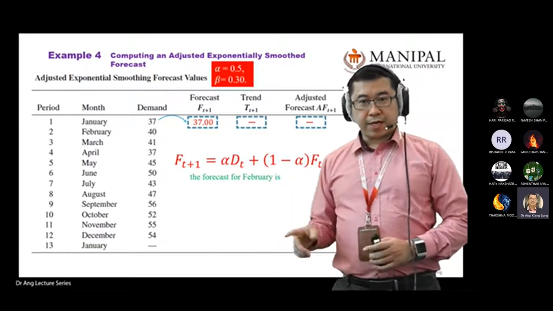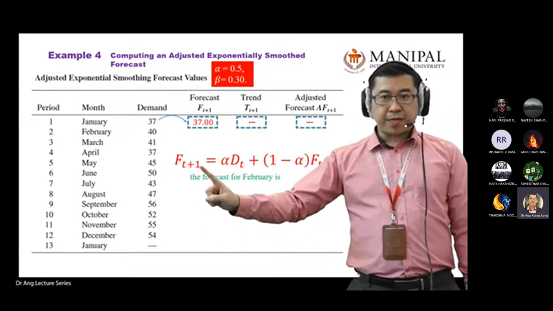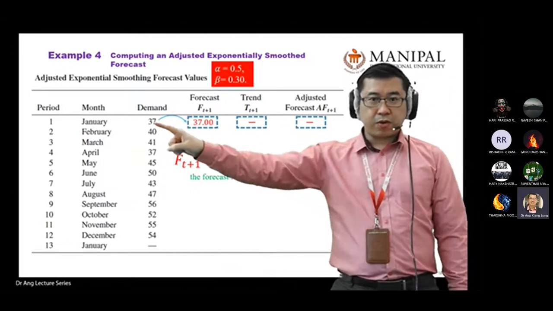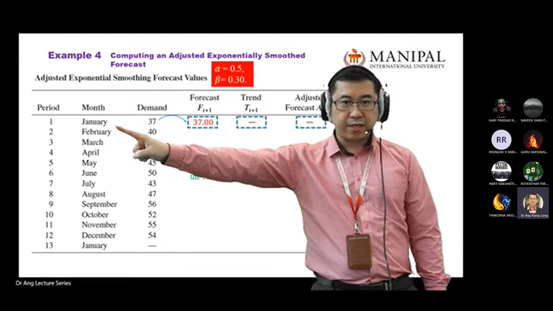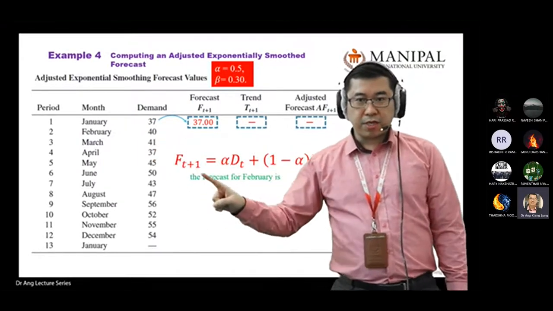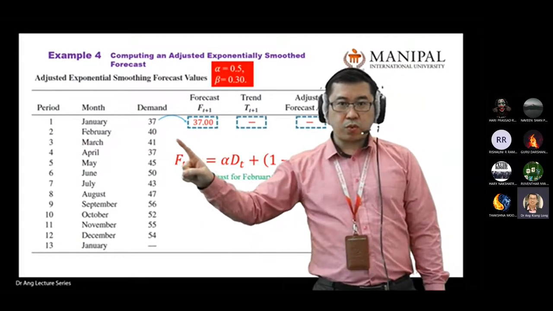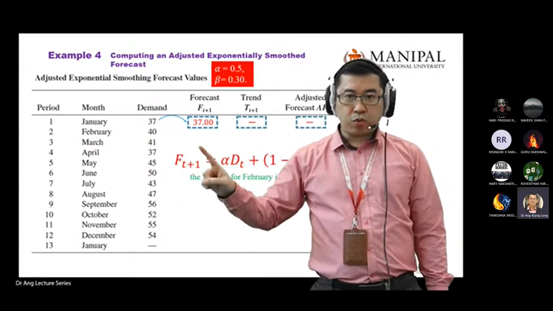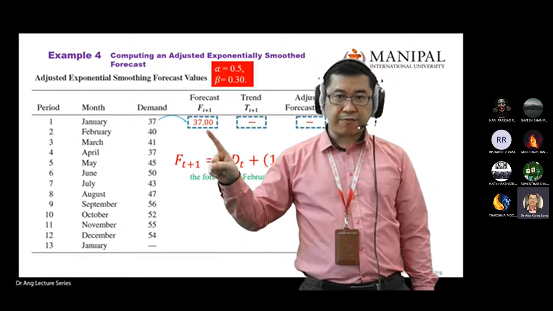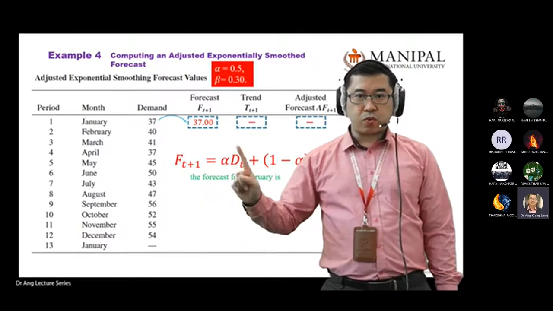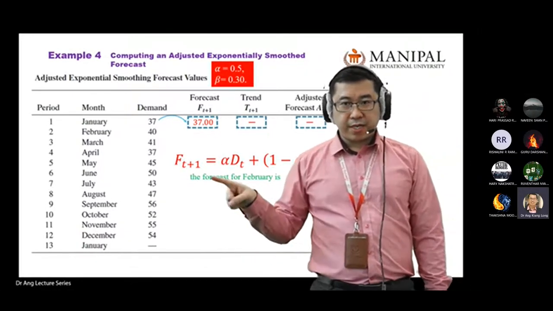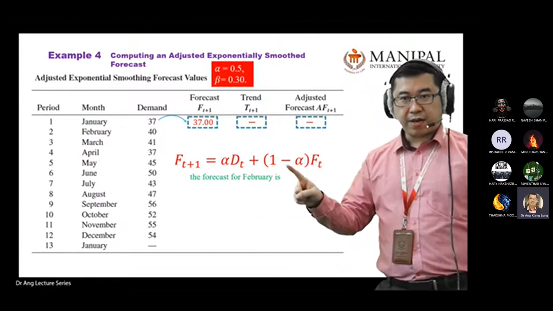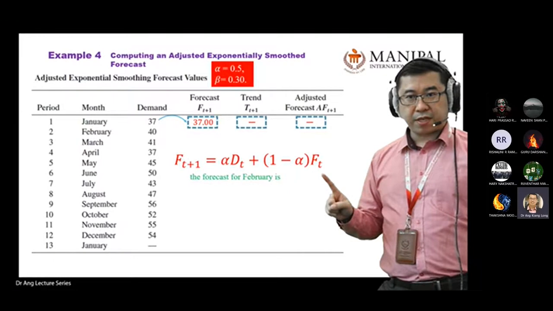This is the equation that I asked you to copy just now. F sub T plus 1 is the next month forecast. Now you already filled up the information for January, and you want to do February. You're standing in January and you want to look into February. So this is F sub T plus 1, number two, or you can just write number one, two until the last one. So F2, this is F1. For F2, your T is 1. Alpha given, D sub T, then 1 minus alpha, F sub T, where T is 1.